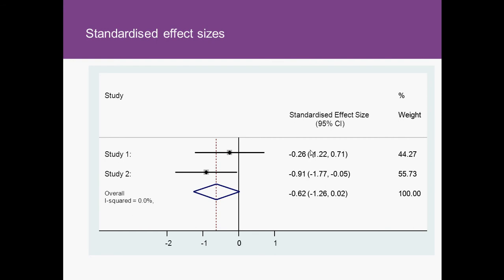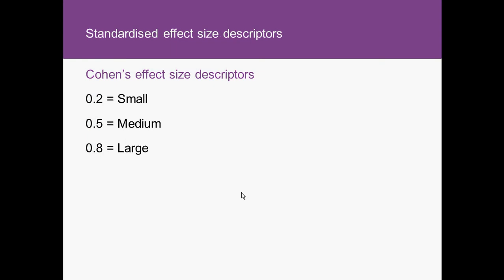Now we see study 1 with a standardized effect size of 0.26 and study 2 with a standardized effect size of 0.91, leading to a pooled meta-analysis overall effect size of 0.62, which isn't quite statistically significant. Again, the 95% confidence interval of the effect size does cross the null value of 0. One advantage of using standardized effect sizes is that there are conventionally used descriptors of how important they are, sometimes referred to as Cohen's effect size descriptors.